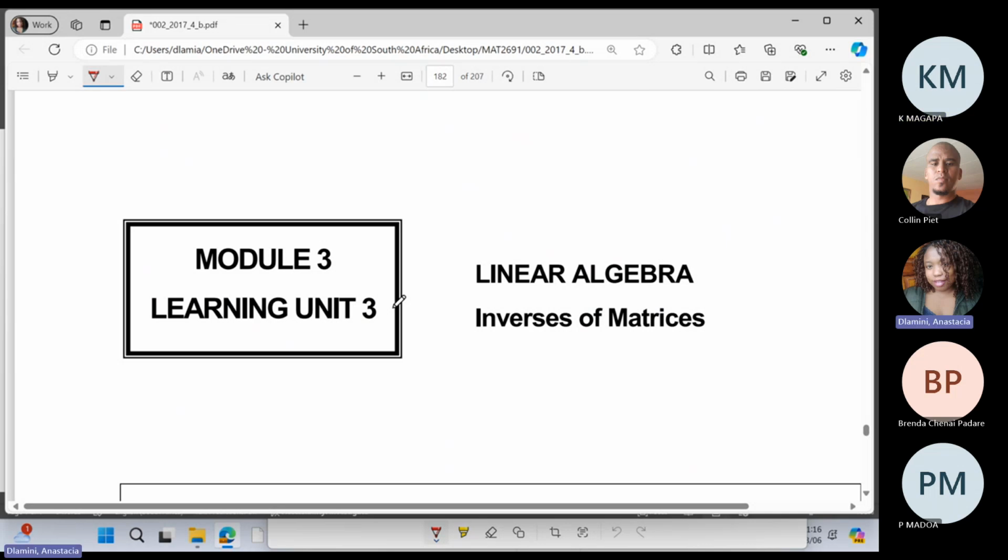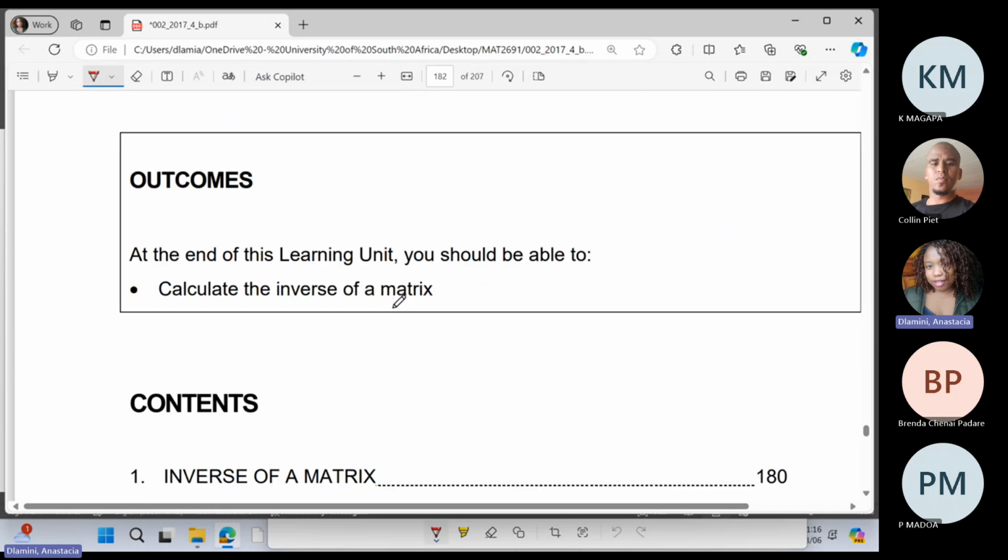We'll talk. Okay, so let's look at inverses of matrices. Now let's get into inverse, because apparently this thing called inverse is very important. So why not go into it? Let's say at the end of this learning unit, you should be able to calculate the inverse of a matrix. Did you hear that? Yes, sir.